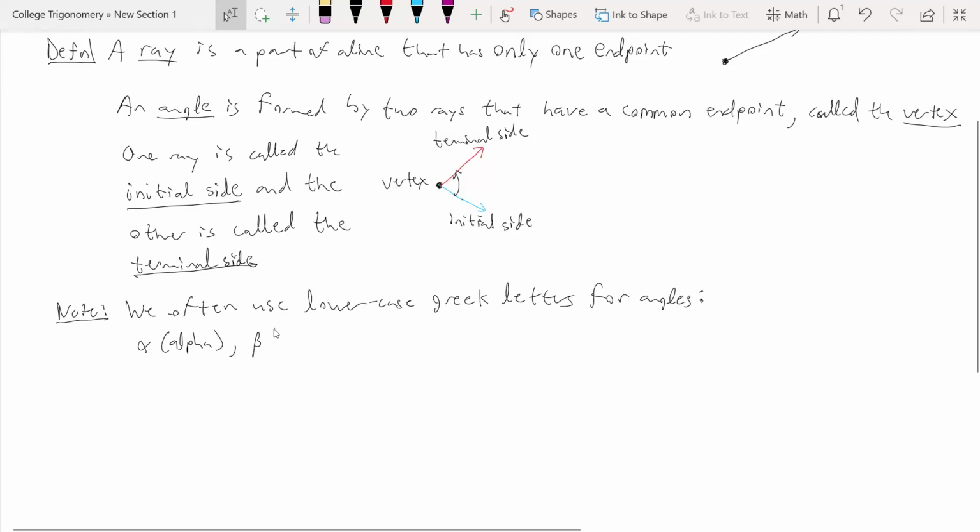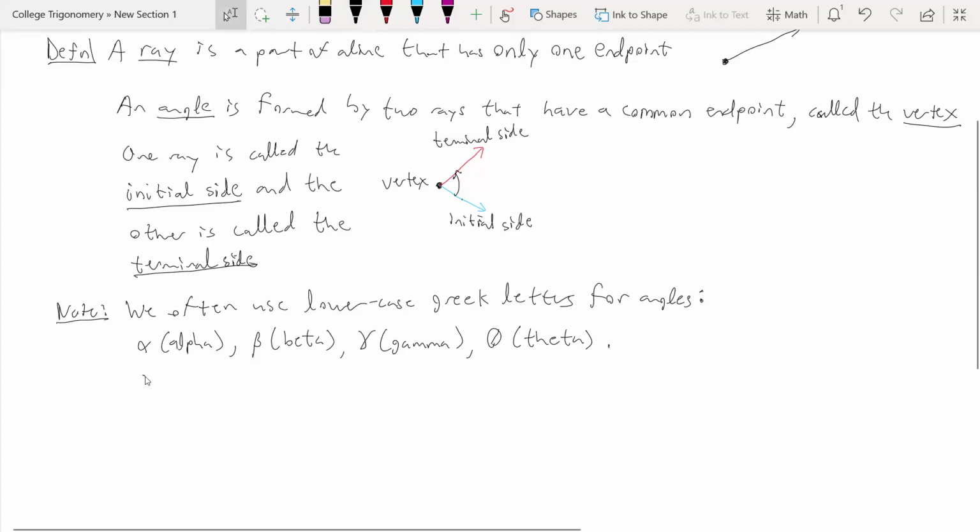Or we might use beta. So that's beta, right? Or gamma sometimes. Gamma. I don't really use that one. Probably the most common one I use is theta, right? So this is theta. Okay, so I'll use alpha and beta and theta a lot, probably.